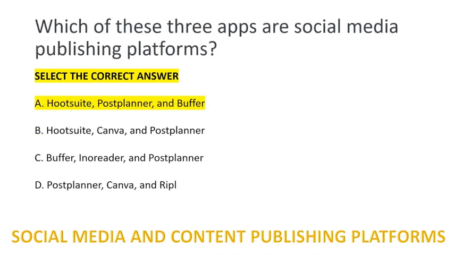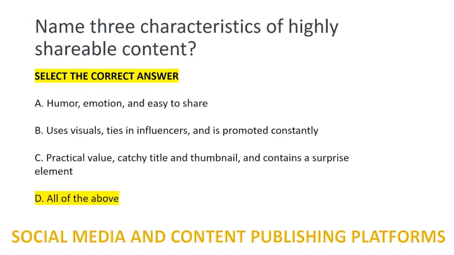Which of these 3 apps are social media publishing platforms? A. Hootsuite, Post Planner, and Buffer. Name 3 characteristics of highly shareable content. All of the above? A. Humor, emotion, and easy to share.